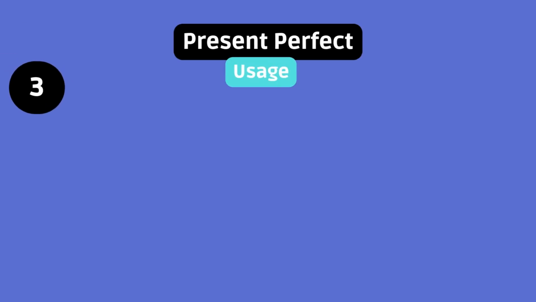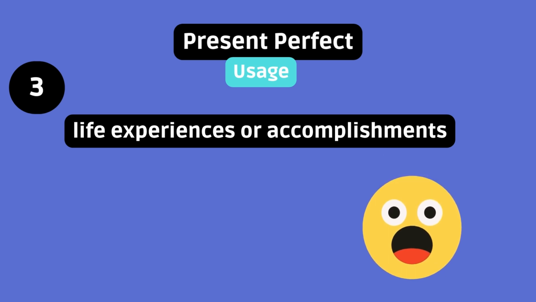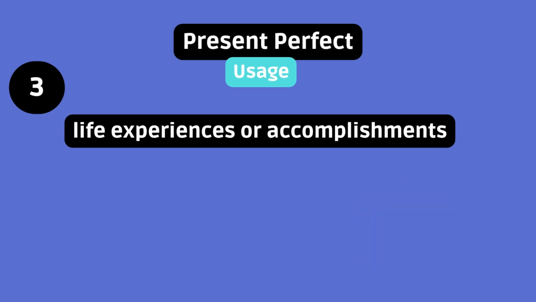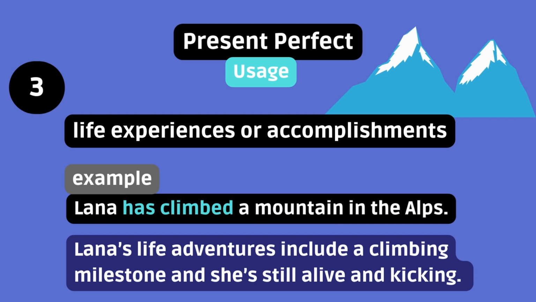Number 3, it can be used to talk about life experiences or accomplishments. Your life is basically a collection of past actions, which are all linked to your present self. So yeah, past and present are connected. Example, Lana has climbed a mountain in the Alps. Lana's life adventures include a climbing milestone, and she's still alive and kicking. This expresses an important accomplishment, linking past and present.